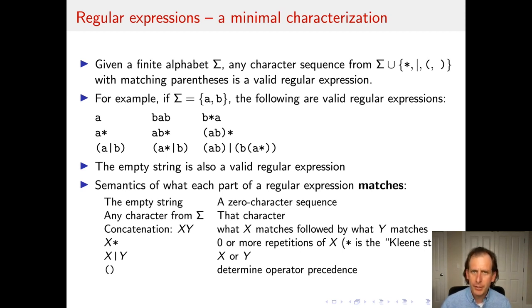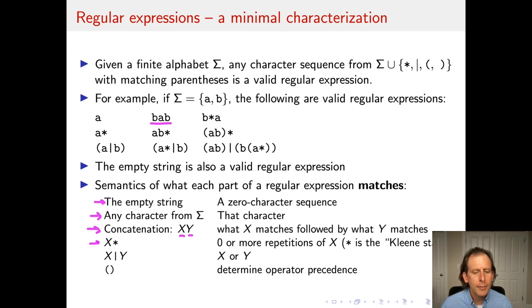And the semantics of what the regular expression parts say is as follows. First of all, the empty string will match a 0-character sequence. Any individual character from the alphabet sigma will match an instance of that character in the string to be matched. The semantics of concatenation, so for example, this BAB regular expression is the concatenation of B with A with B. Concatenation has the semantics that if I concatenate expressions X and Y, then it will match anything that first involves an instance of X and second involves an instance of Y. That is, an instance of means something that X matches, something that Y matches.